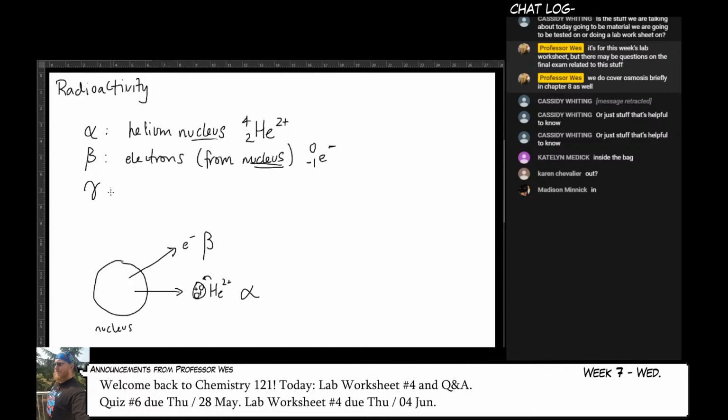And then the last form of radioactivity, this is probably the easiest one. Gamma radiation is just photons of light. And these photons are very high in energy. And the symbol that we use for this is, well, it's just light. So it doesn't have a mass and it doesn't have a charge to it. And there is no letter for light, so we just write a gamma symbol again. And again, this comes out of the nucleus as well.